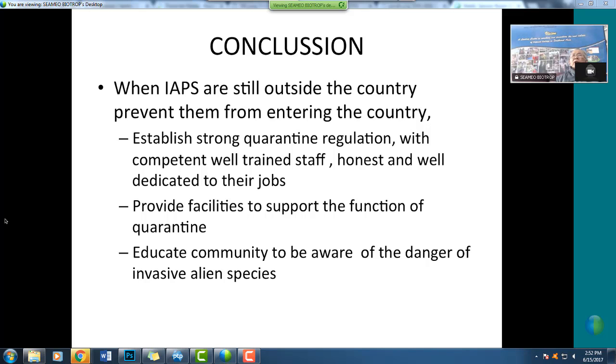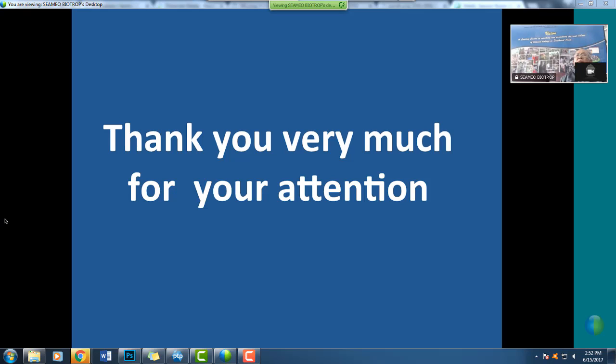When invasive alien species are still outside the country, prevent them from entering the country. Of course, if it is purposely imported, you can use the invasive alien species risk analysis. Establish strong quarantine coordination with competent, trained staff, who are dedicated to their job. Provide facilities to support the function of quarantine, and educate the community to be aware of the danger of invasive alien species. Thank you very much for your attention, and I would welcome your inputs.